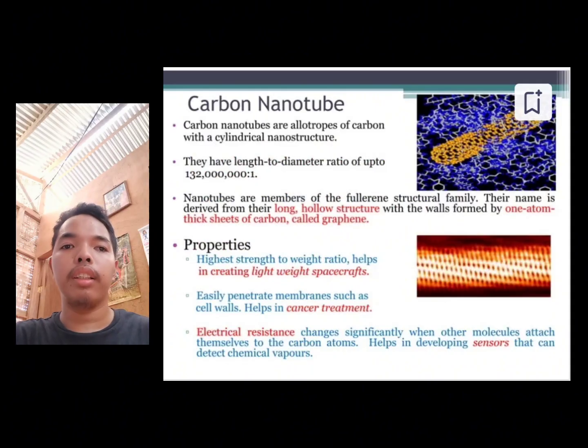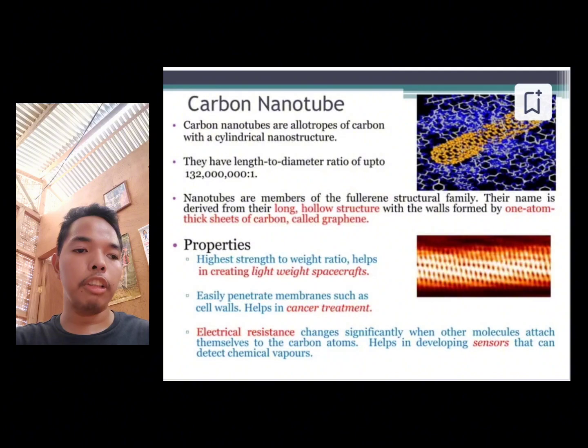And next is carbon nanotube. Carbon nanotubes are allotropes of carbon with cylindrical nanostructures. They have a length-to-diameter ratio of up to 132 million to 1. Nanotubes are members of the fullerene structural family. Their name derives from their long, hollow structures with walls formed by one-atom-thick sheets of carbon called graphene.